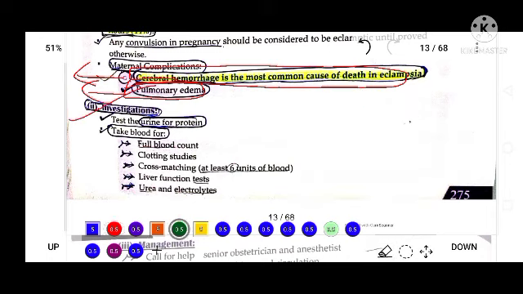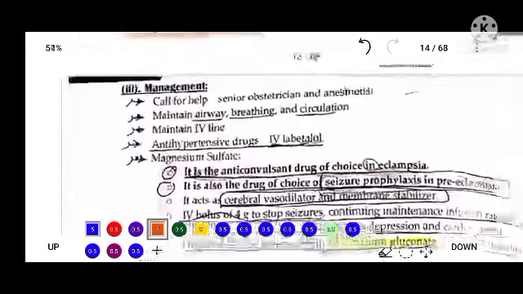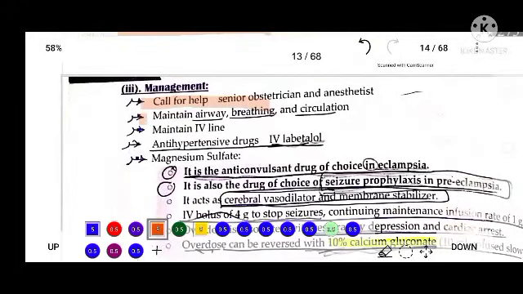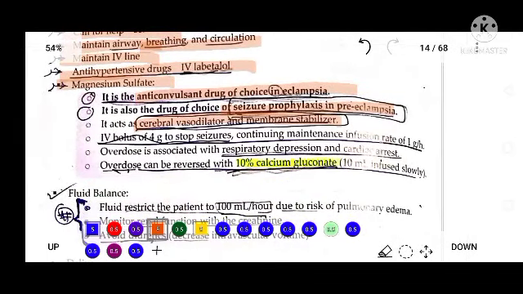Investigation will be CBC, full blood count, and clotting studies, cross matching, liver function test, urea, and electrolyte function test. Management will be to call for help from the senior, maintain airway, breathing, and circulation, primary survey, maintain IV line. Antihypertensive drugs like IV labetalol should be given along with magnesium sulfate because it is the anticonvulsant drug of choice, prophylaxis for the seizure, and cerebral vasodilator, and it should be given as an IV bolus.